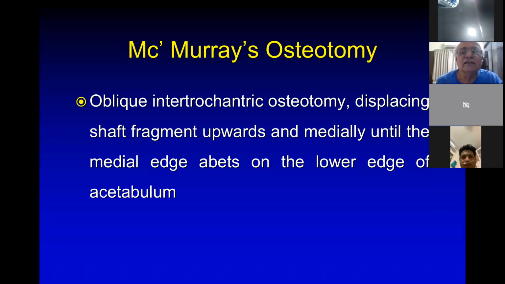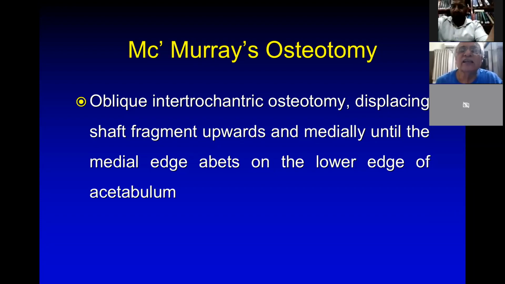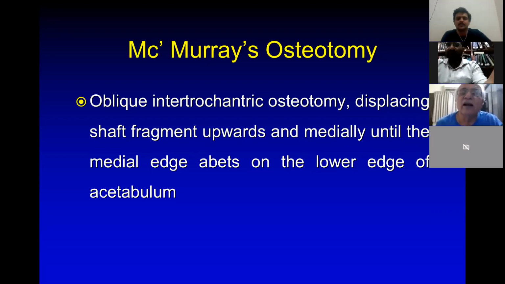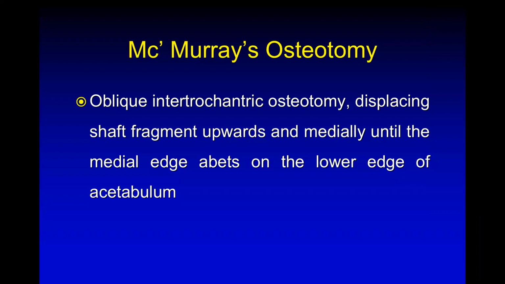So it is an oblique intertrochanteric osteotomy, displacing the shaft fragment upward and medially until the medial edge abuts the lower edge of the acetabulum. McMurray described the amount of displacement very clearly. So why it was displaced so much, I will tell you, is what is called the armchair effect. So again, I'm repeating, it is an oblique intertrochanteric osteotomy displacing the shaft upwards and medially until the medial edge abuts the lower edge of the acetabulum. And that's the way he described this osteotomy.